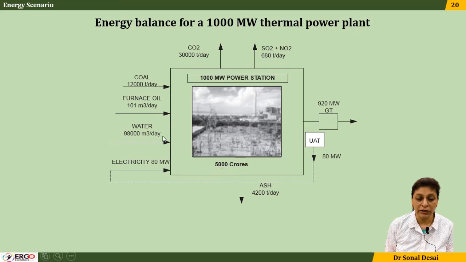To run this power plant, if it is coal based, then it requires almost 12,000 ton of coal per day, and if it is oil based, then it will require 10^1 meter cube of oil per day. In either case, water requirement will be 98,000 meter cube per day. And when we burn this much fuel, suppose it is coal based, then it will produce 30,000 ton of carbon dioxide a day, and the amount of sulfur dioxide and nitrogen dioxide added to the environment is around 680 ton per day. So when we run a 1000 megawatt power plant, whose initial cost as of now is approximately 5000 crores, it will require this much fuel and it will have this much approximate environmental impact.